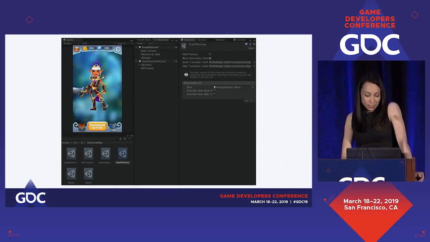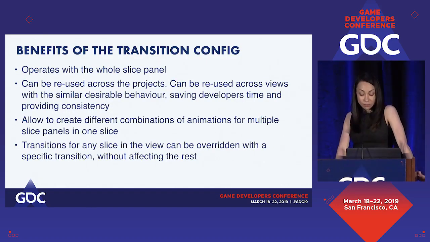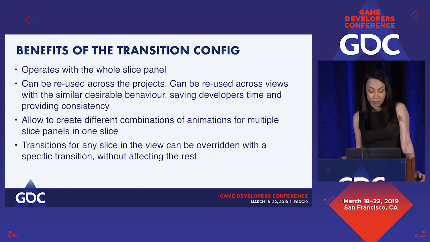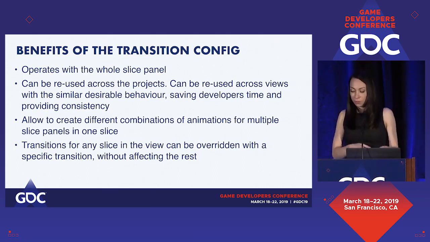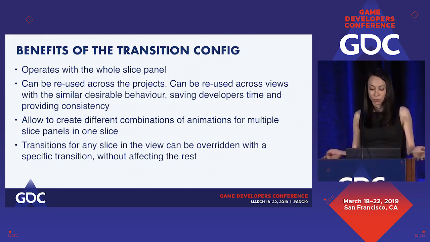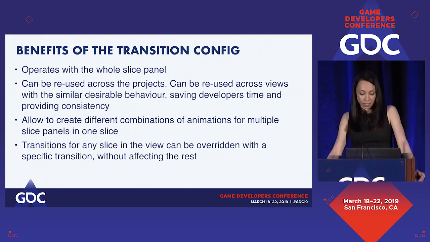So the main benefit of the transition config is that it operates with the whole slice panel through the animation target, which is, again, an abstraction layer that allows us to reuse animations across all slice panels without depending on object naming. They can also be reused not only across the views, but also across projects. So if we work with multiple projects that want to reuse a specific transition between screens, we can easily do it without redoing it again and again.